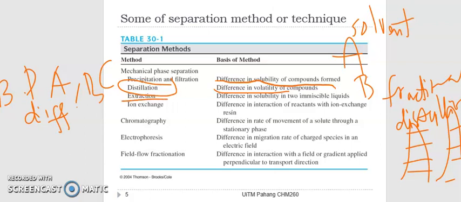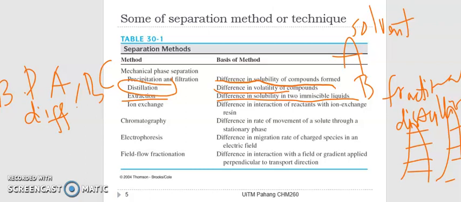Okay, and number 3 is extraction. When can you use extraction? When you have different solubility in two immiscible liquids. So you have liquids, okay, then they are immiscible. Kita pun boleh buat extraction. Okay, kalau miscible tak boleh lah, nanti dia bercantum.